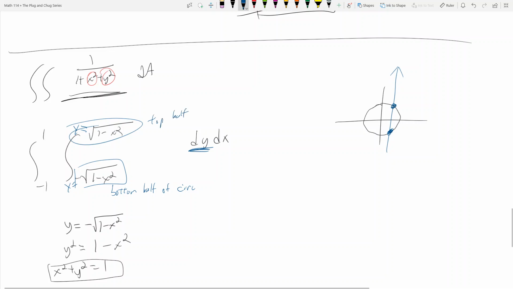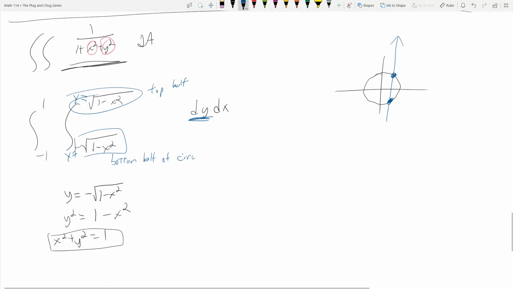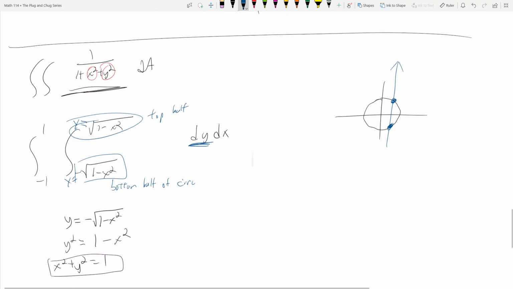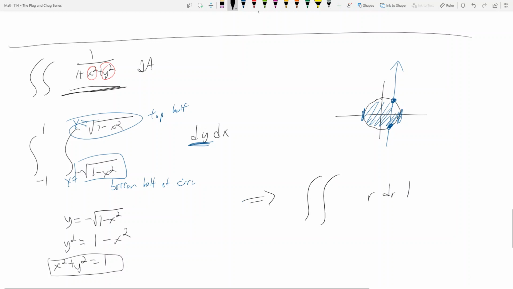So this is also why you know to convert into polar integrals, because you get a circle x squared plus y squared equal to 1. When you draw that out, you're going from the bottom and hitting the top of the circle, and then for x you're going from -1 to 1, so your region is just the entire thing. Now if you convert this to polar, it's just some double integral r dr d theta.